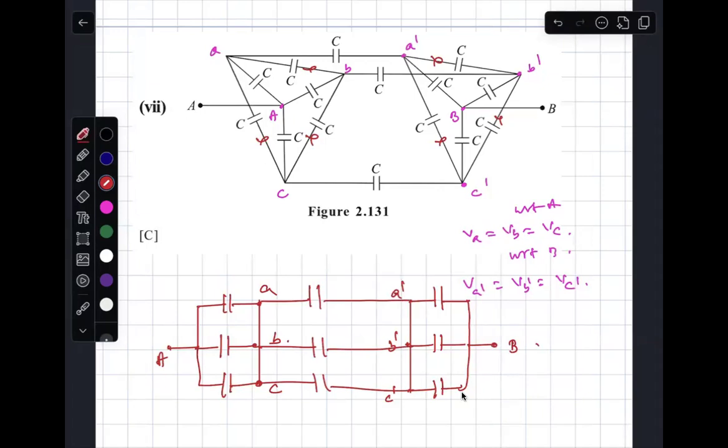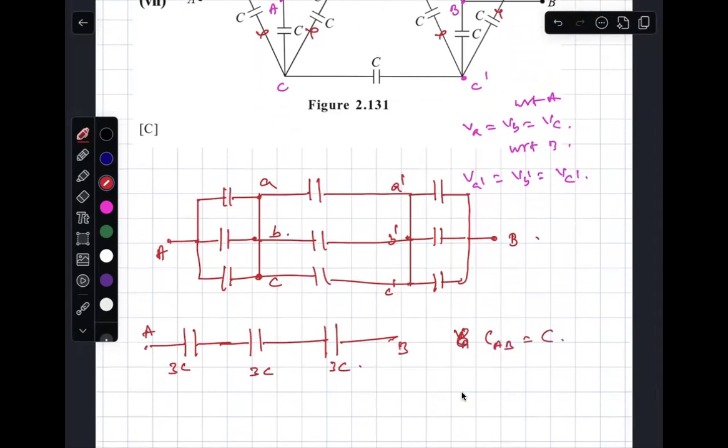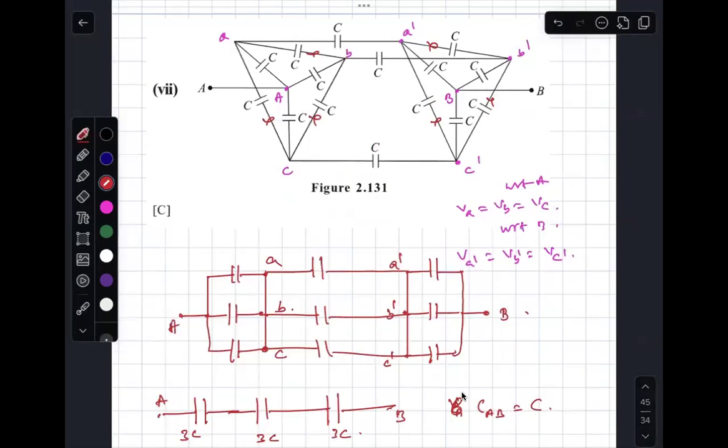And by the way, you said A, B, C are same potential, right? Now this is going to be C by 3C, 3C, 3C. And finally, across AB, this is C. How easily we have reduced the circuit into a small level, just please see that. Any doubts? Right. Next.